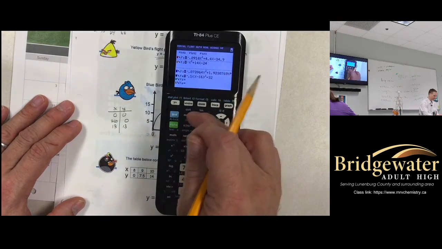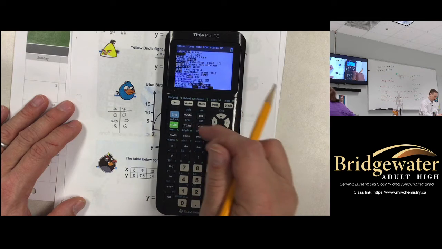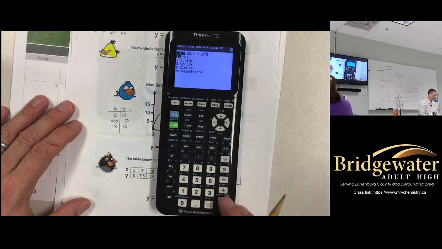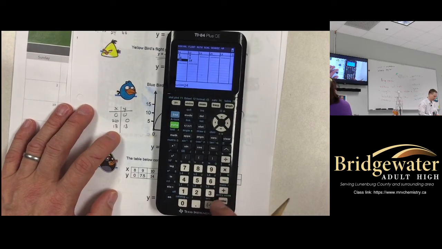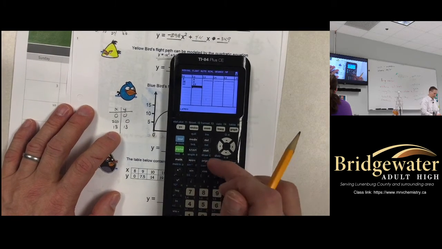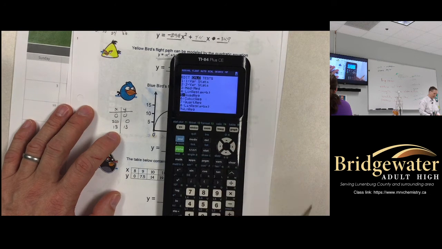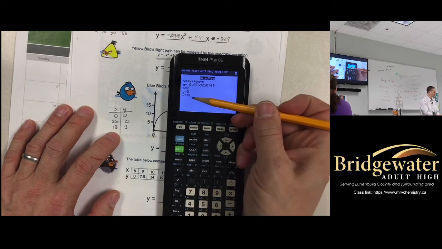So, how do I do this? Second function quit. Oops. Mode. Second function quit. There we are. All right, stat edit, and it's 0, 0, 26, 0, and 13, 13. So there they are there. I'm going to go stat now, scroll over to calculate, down to number 5, QuadReg. And the only thing I really know, r squared is equal to 1, that's good.